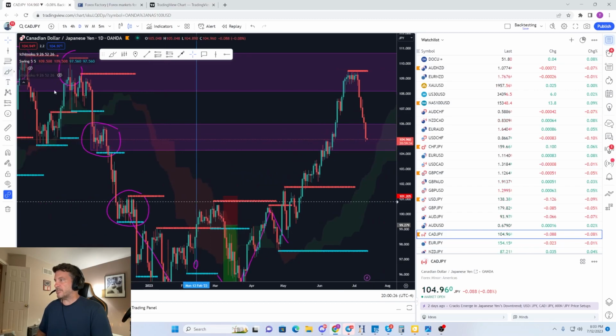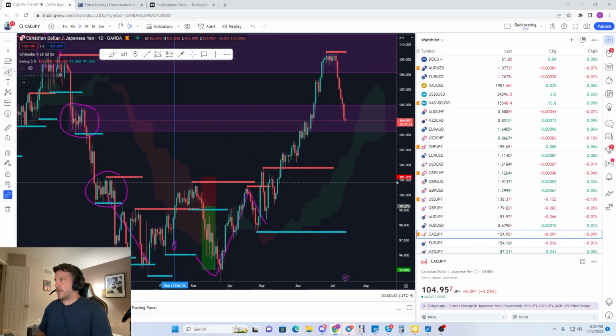Let's look at this particular zone right here. All right, we're going to focus in on this one. As price is pushing up to this area, how do we know if we want to enter this trade short?